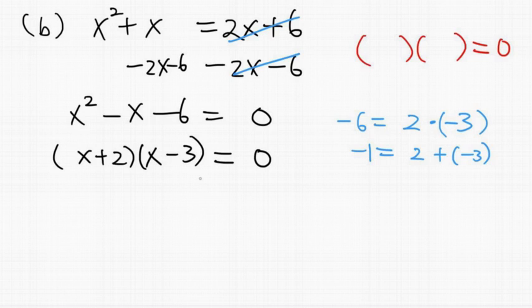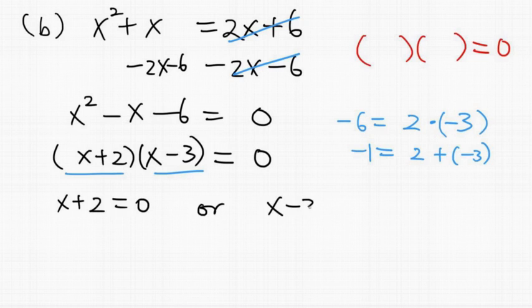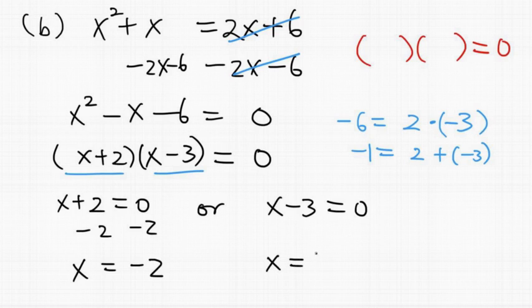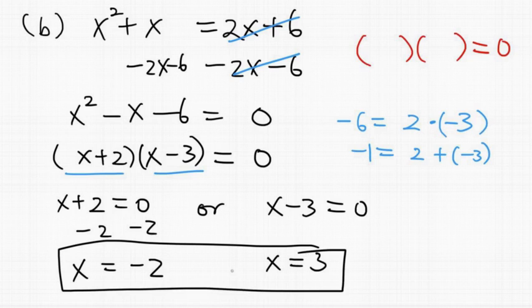So now we have two factors multiplied equals 0. You can say that either x plus 2 equals 0 or x minus 3 equals 0. The value of x making x plus 2 zero is negative 2, because negative 2 plus 2 equals 0. Or you could just subtract 2 from both sides of this equation and say that x equals negative 2. And if x minus 3 equals 0, then x equals 3. So we've got two solutions.